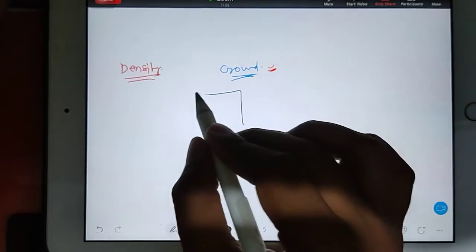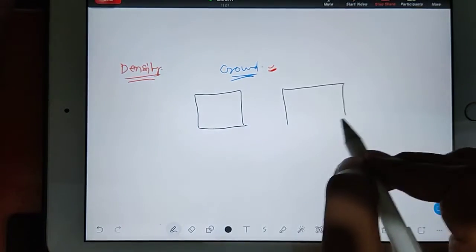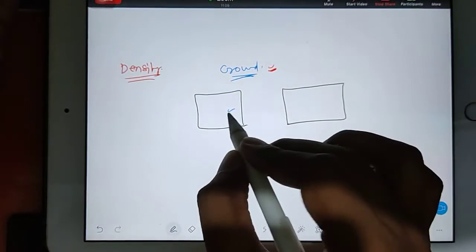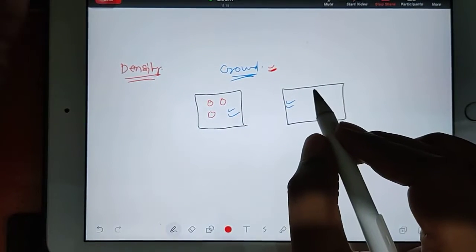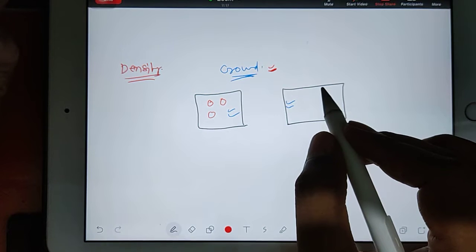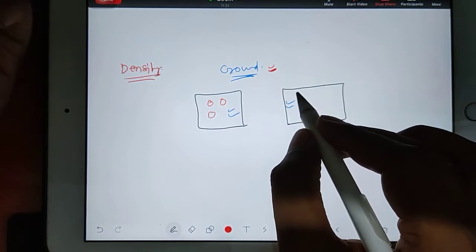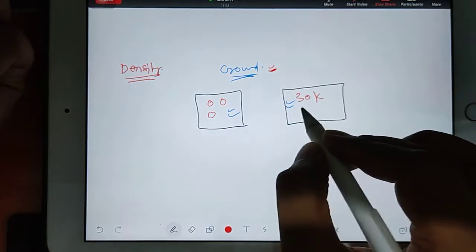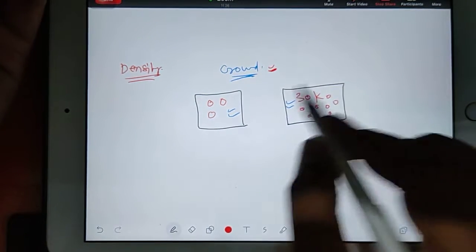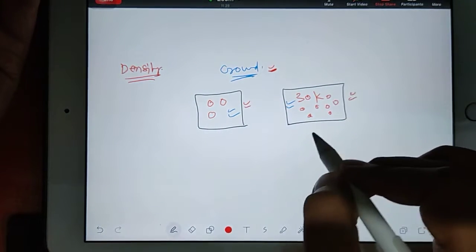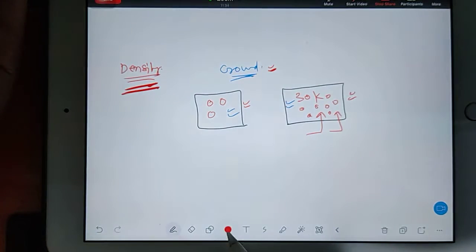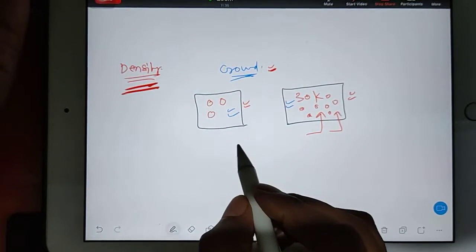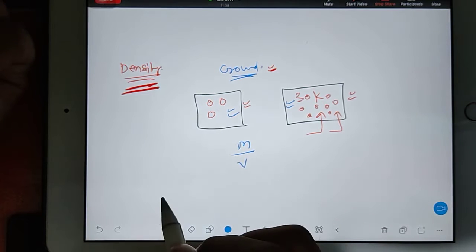Suppose you have this much zone and you have this much zone again. Suppose they are equal volume zones, and here I am keeping only 3 particles, or 3 people, or 3 cars, or 3 bikes, or 3 molecules, anything, and here I am keeping something like 30,000. In the same volume you can see here we have more crowd, so this has more density. So how will you define density? Density is nothing but how much mass is present in the given volume.